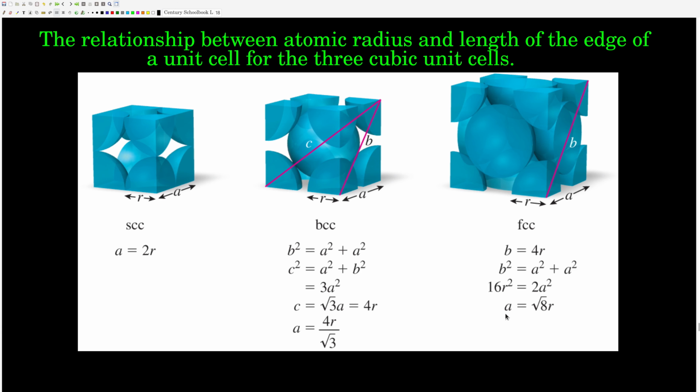For a face-centered cubic unit cell, we just use the Pythagorean theorem once. So this is a, and this is a, and this is b. b is going to be equal to 4r for the same reason, because all of these atoms are touching. And so a squared plus a squared equals b squared, which is equal to 16r squared, and so a is equal to the square root of 8r. So those are the derivations, but like I said, you just basically need to know this formula, and this formula, and make sure you know which unit cell it belongs to.